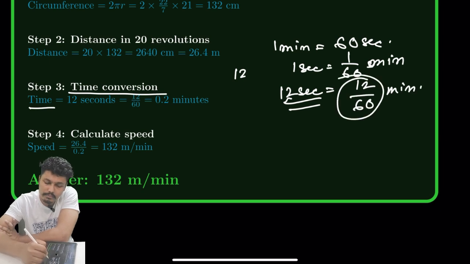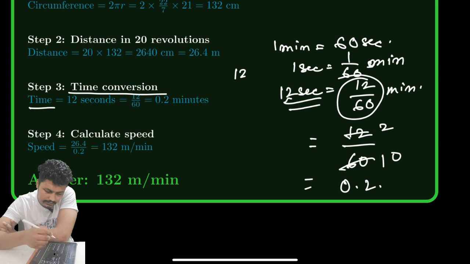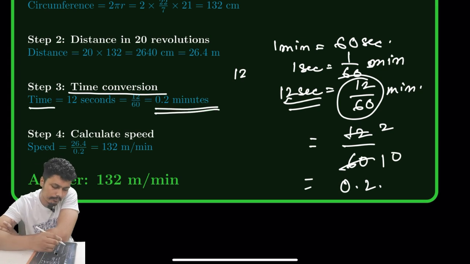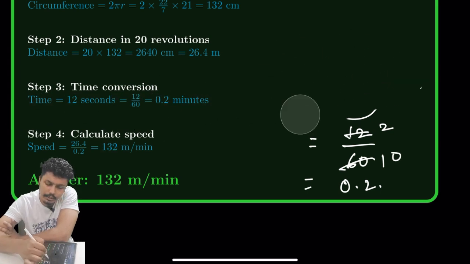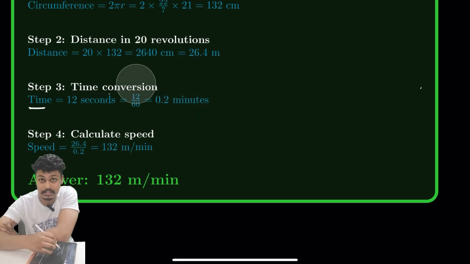12 divided by 60 means how much? 12 by 60. 6 ones are 6, 6 twos are 12. So 2 divided by 10 is 0.2. Divide and check it out. You will get 0.2 minutes. So I have converted 12 seconds into minutes. You know why it is converted into minutes? Because the question is asking us to find the speed in meter per minute.